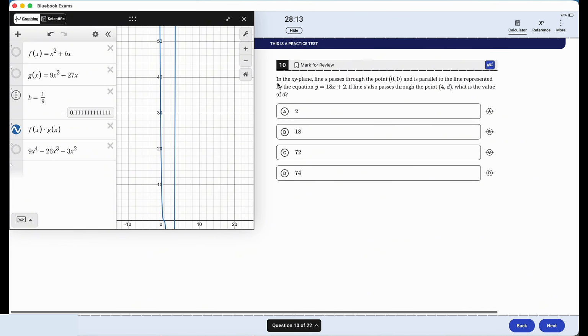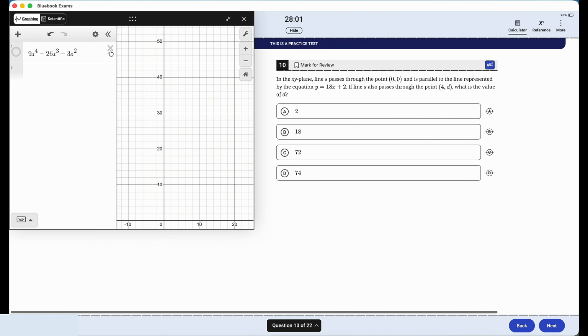Next one. In the xy plane, line S passes through 0, 0 and is parallel to the equation y equals 18x plus 2. If line S passes through 4 comma D, what is the value of D? So here you've got to be a little bit more careful towards the back half of module 2. This is when they will increase the difficulty and maybe word things in a trickier way. Got to read more carefully, right?